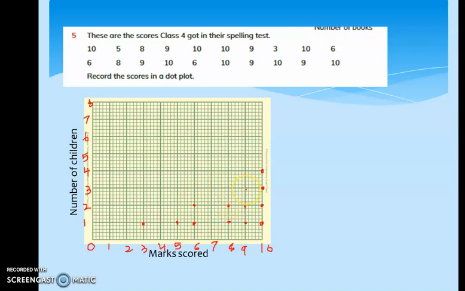9, 10, 6, marks scored 6, one more mark here, 10, 9, 10, 9, 10.